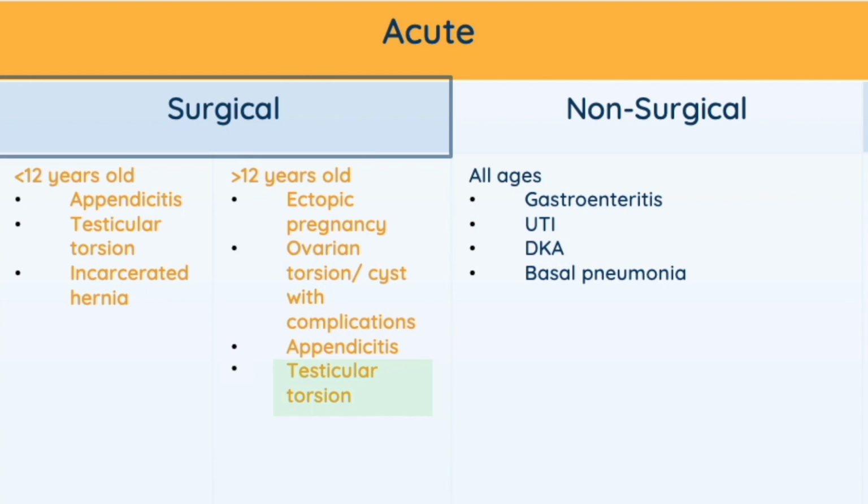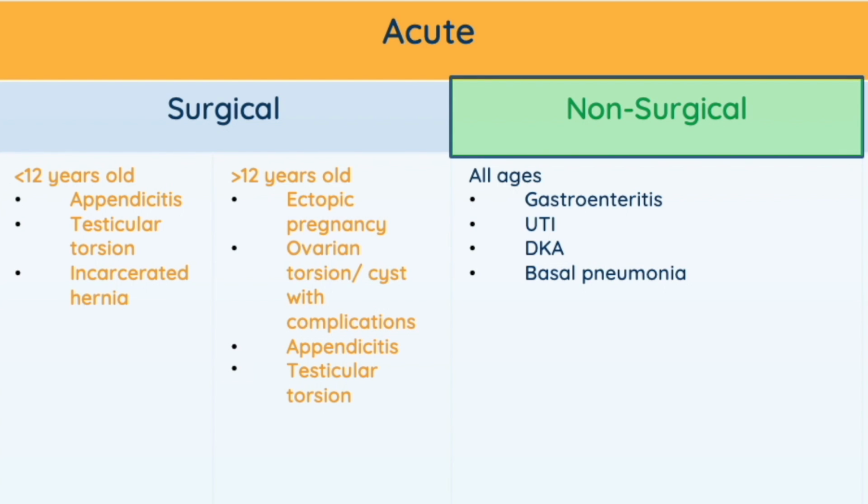For boys, testicular torsion can also present with abdominal pain in the lower quadrants. Hence, the testis must always be palpated looking for tenderness, swelling, or abnormal lie of the testis. After ruling out surgical causes, one can then move on to the non-surgical causes.